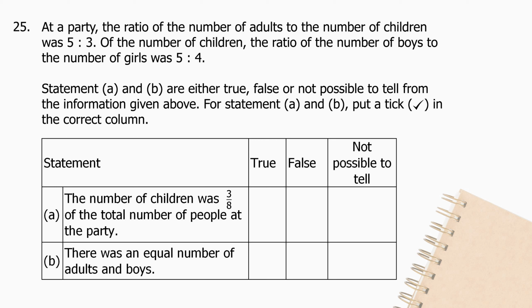Question 25. At a party, the ratio of the number of adults to the number of children was 5:3. Of the number of children, the ratio of the number of boys to the number of girls was 5:4. Statements A and B are either true, false, or not possible to tell from the information given above. For statements A and B, put a tick in the correct column. A. The number of children was 3/8 of the total number of people at the party. B. There was an equal number of adults and boys.